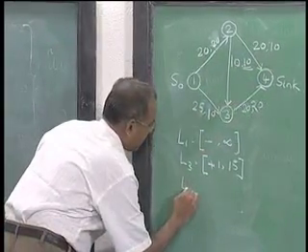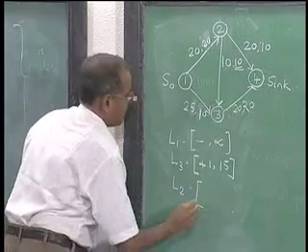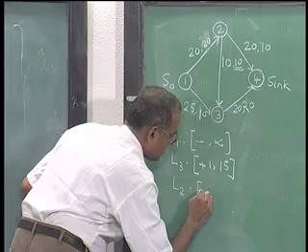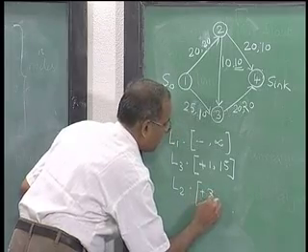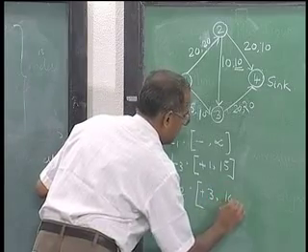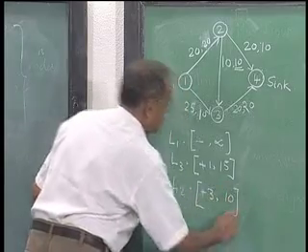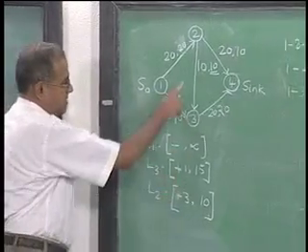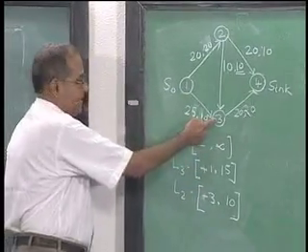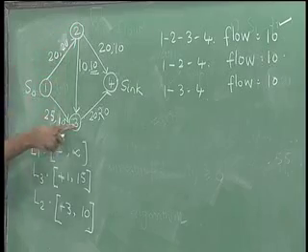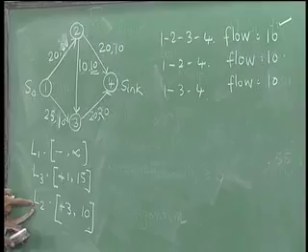So, I can go back and do L2 as plus 3 and minus 3 and 10 here. Now, this minus indicates that it is a backward arc and 3 indicates that it is coming from 3 to 2 backward arc, which means 2 to 3 forward arc. So, now I have reached 2.